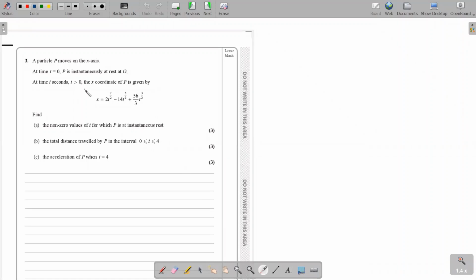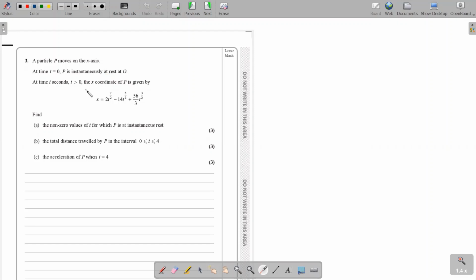Question number 3, a particle P moves on the x-axis. At time t equals 0, P is instantaneously at rest at O. So basically they've told you at time 0, it's instantaneously at rest, which means the velocity is 0. It's at O, which means your displacement is also 0. At time 0, velocity is 0 and displacement is 0.